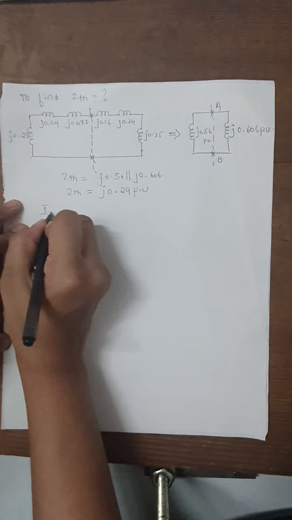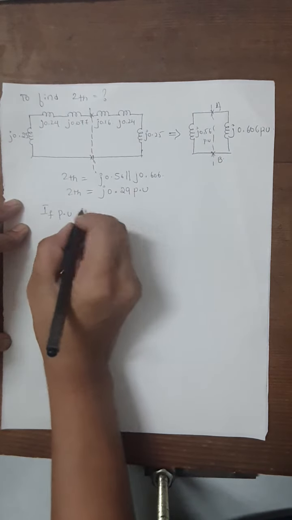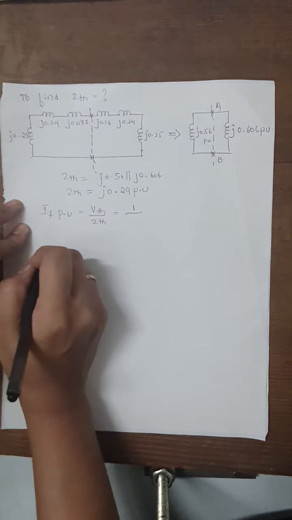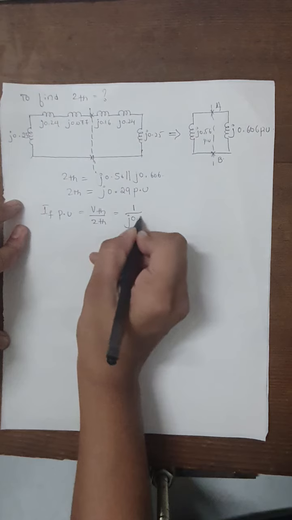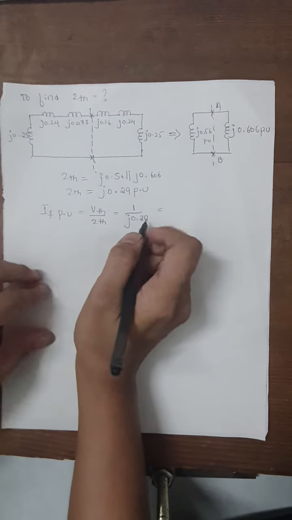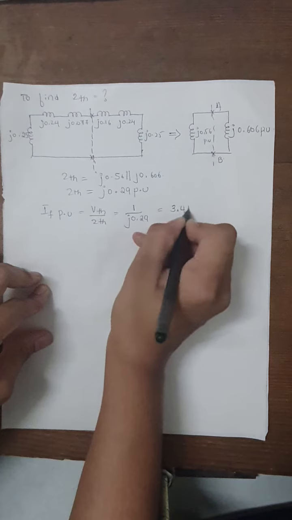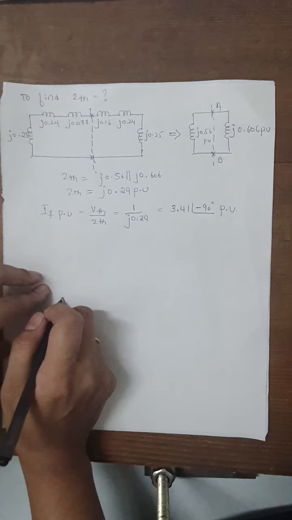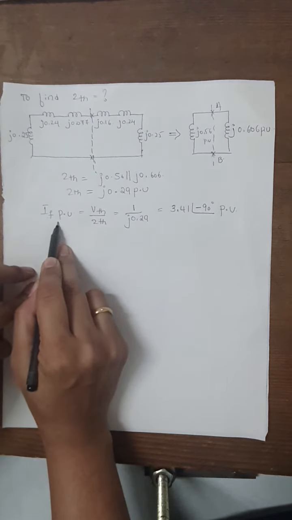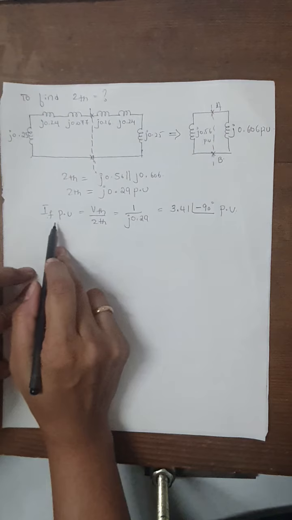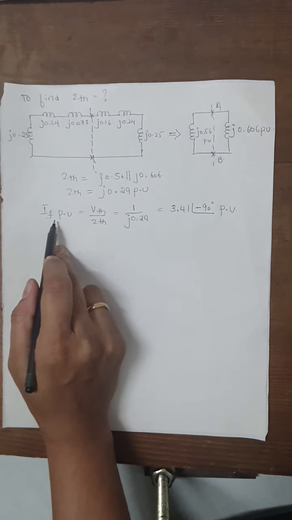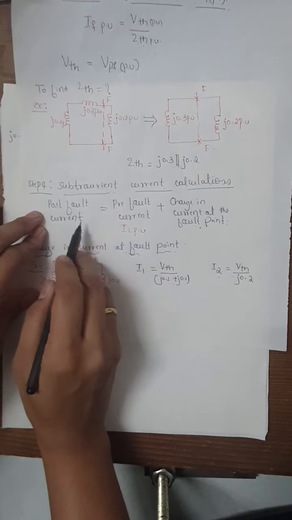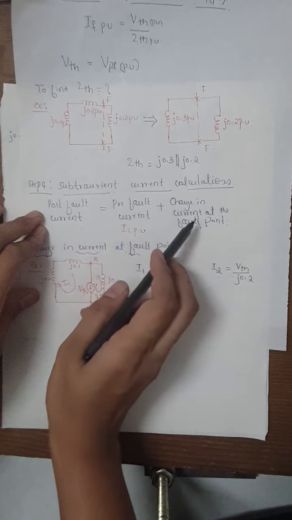So next similarly we'll write the per unit fault current value, that is VTH by ZTH. VTH is 1 because this is an unloaded system. ZTH is J 0.29. So we will get the answer as 3.41 at an angle of minus 90 degree per unit. So this is the calculation of fault current. Next we are supposed to do the subtransient current calculation, that is for the change of current values, post-fault current value, that is subtransient IL, and the change in current values.